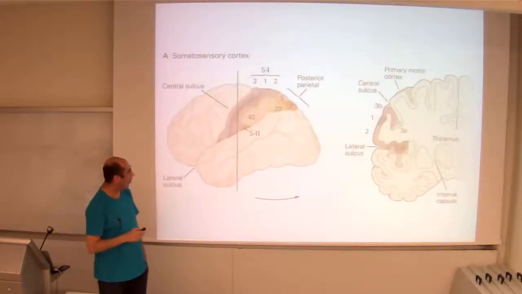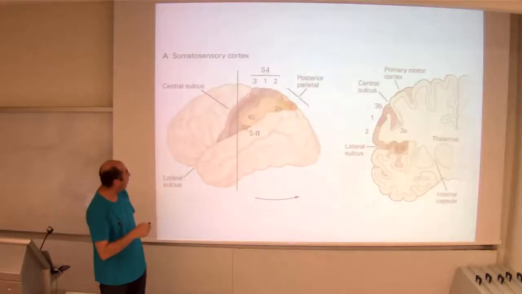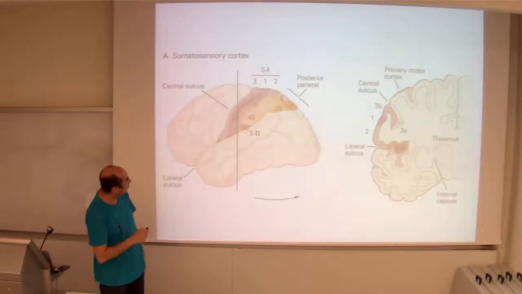And we're going into cortex. So somatosensory cortex, we said, is very close to the motor area. There's a central sulcus, and the motor area would be M1, the primary motor area. The primary somatosensory area itself is divided into several sub-regions: 3, 1, and 2.